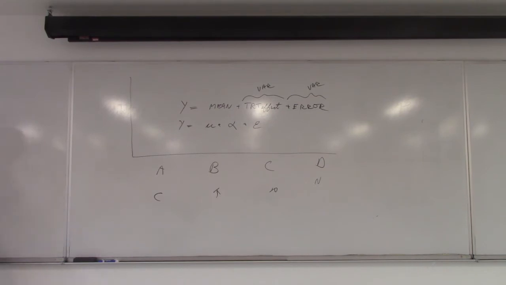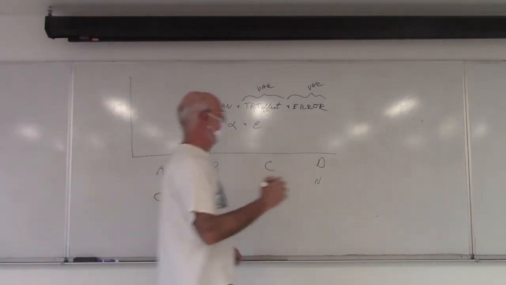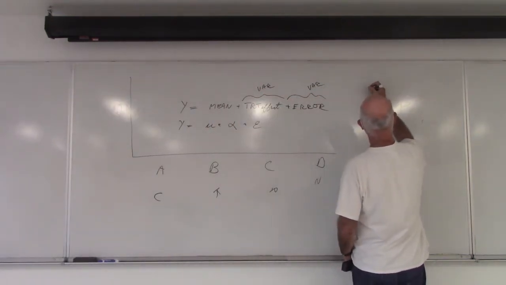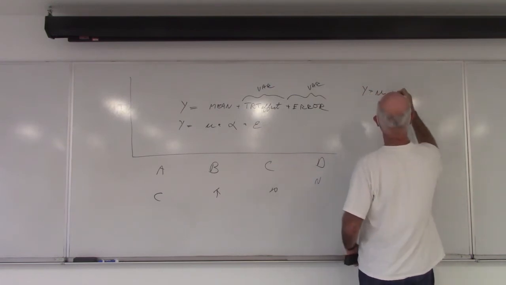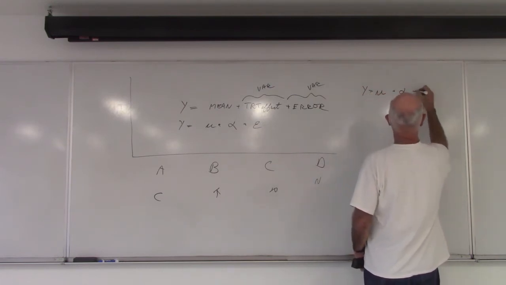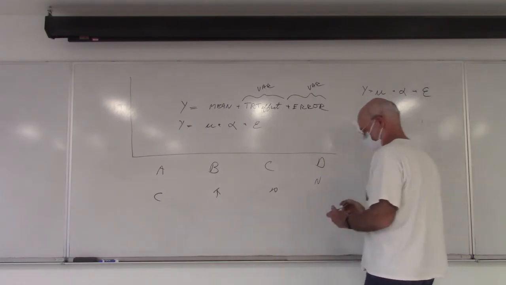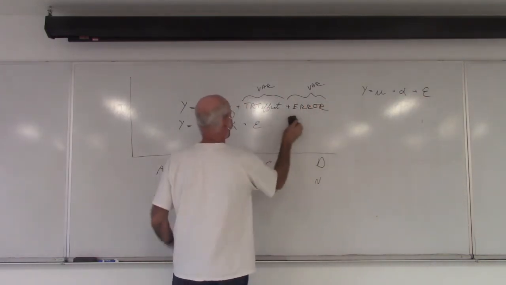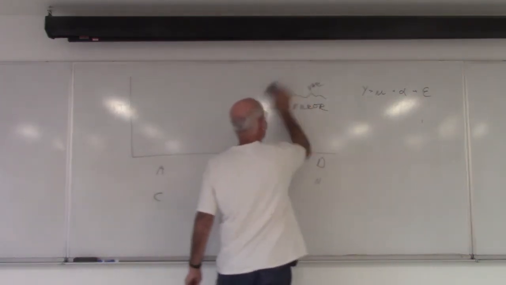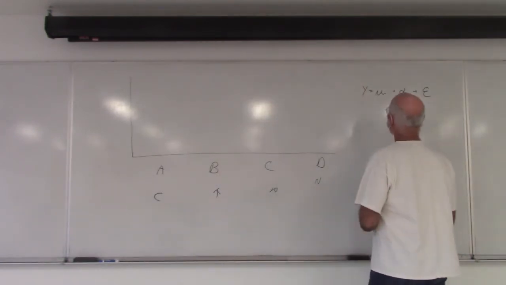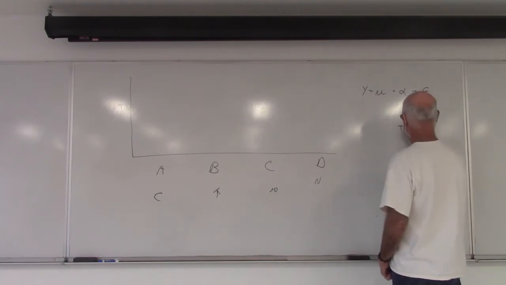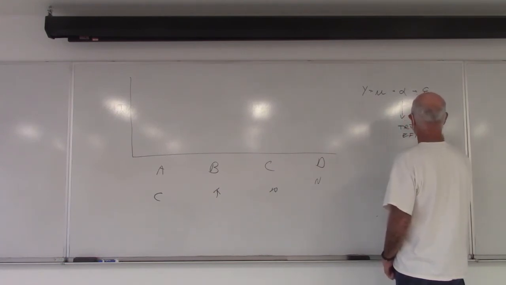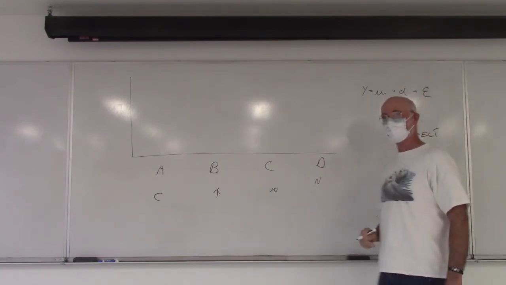How do we do this? We know what the basic model is going to be. The basic model is going to be y equals mu plus alpha plus epsilon, where alpha is going to be the treatment effect. Okay?